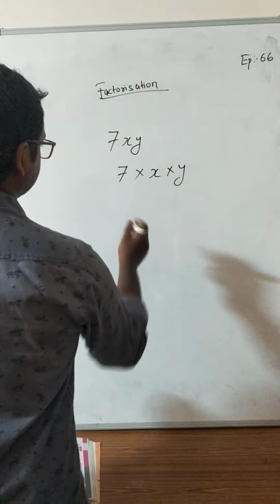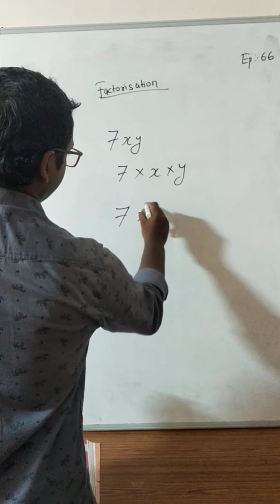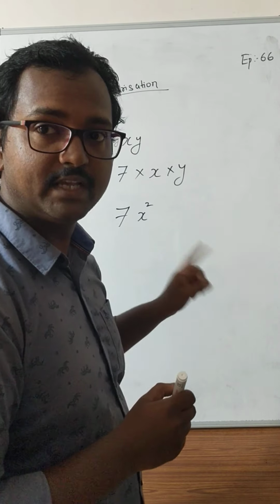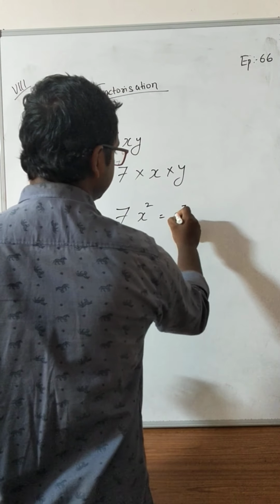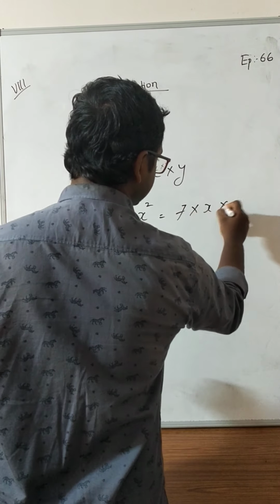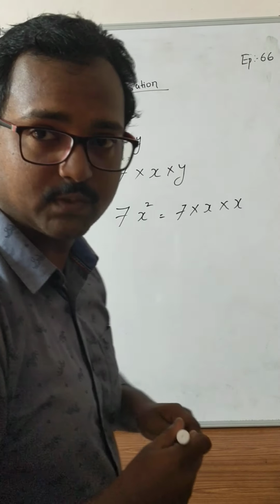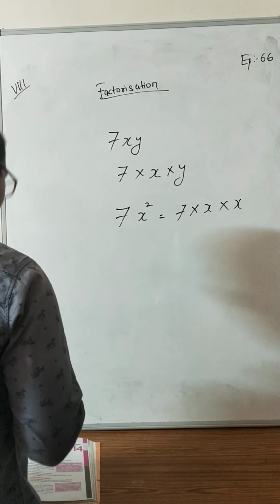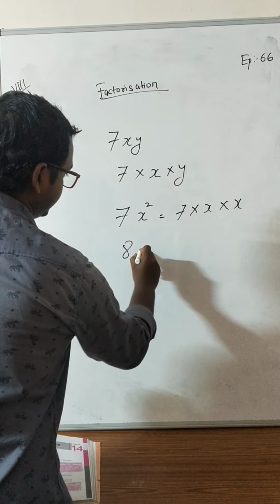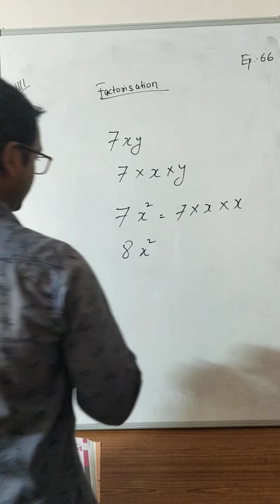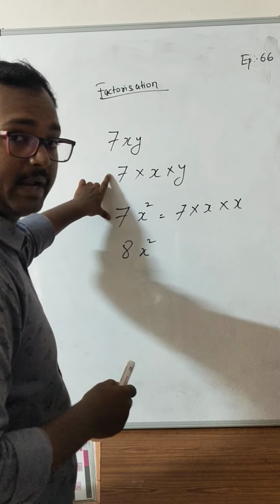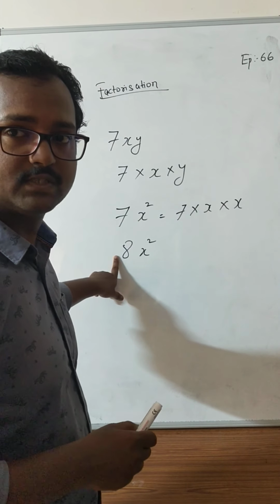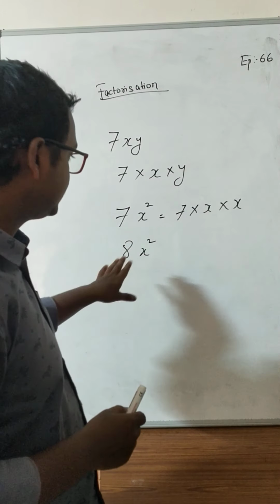Now let's see one more number, 7x square. What is 7x square? 7x square is when 7 is multiplied with x and the result is again multiplied with x, we get 7x square. Similarly, 8x square. Now 7 was a prime number. Now we are talking about a normal number which is not prime. So the number here is 8x square.